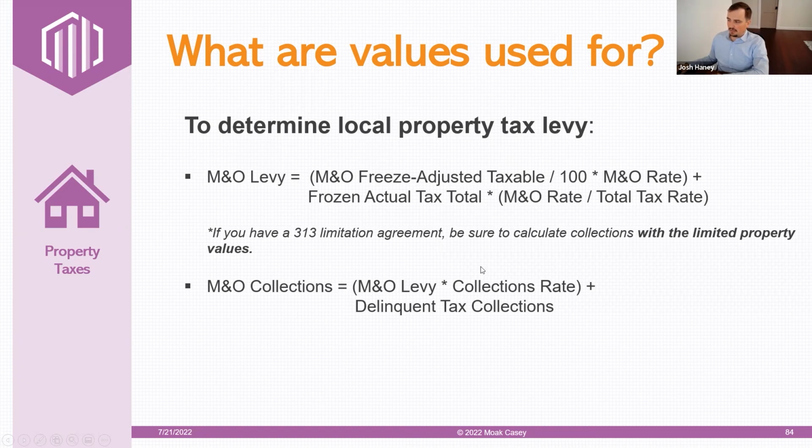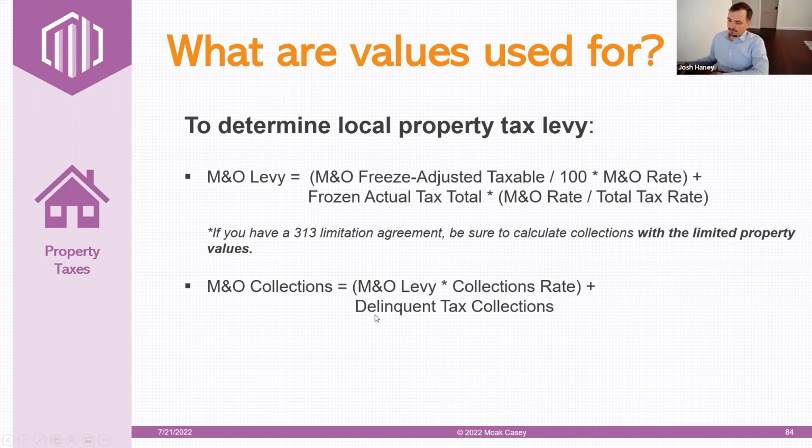Okay, that's the percentage that we need to punch in there. So that would be our collection rate. And then we add in whatever estimate we have for delinquent tax collections. And again, the delinquent taxes are kind of hard to predict because it depends on the specifics of that taxpayer when they finally get around to paying a tax bill.